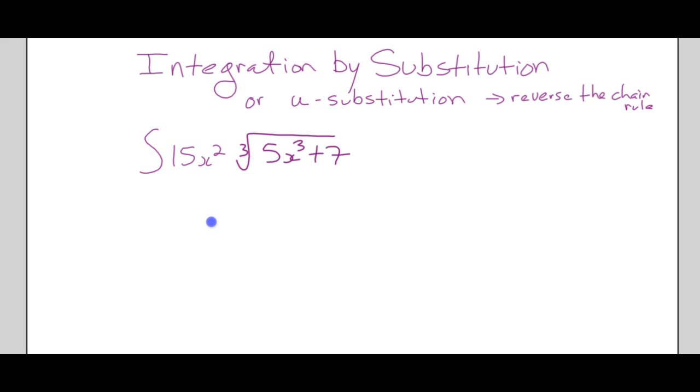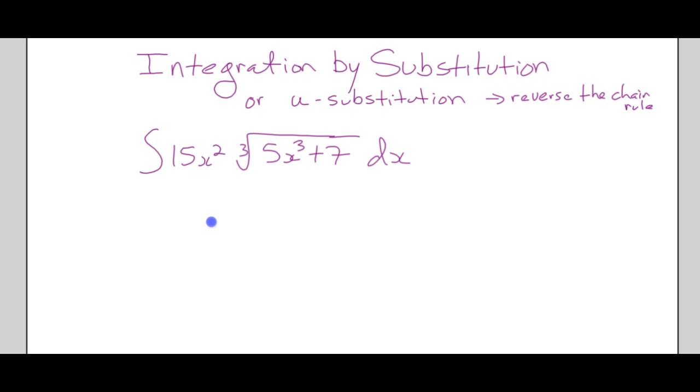the integral of the cube root of 5x cubed plus 7, times 15x squared, dx. Okay, so we might be able to figure this one out without doing this U substitution stuff, but let's see how we will do it with this U substitution stuff.